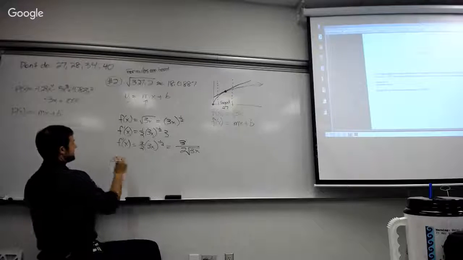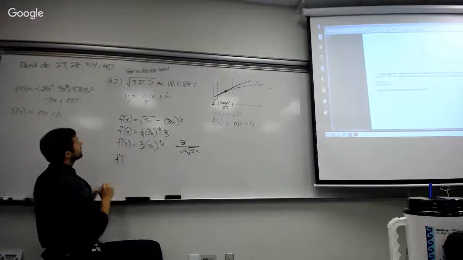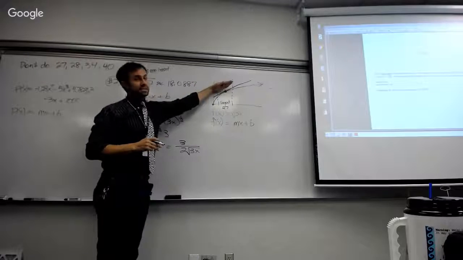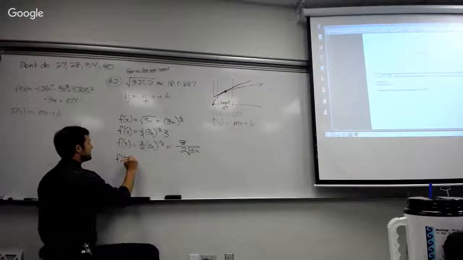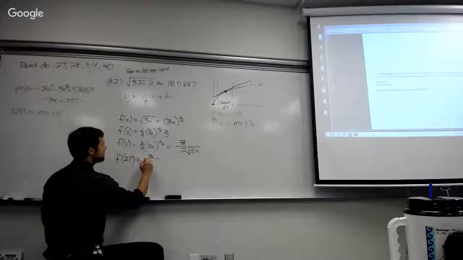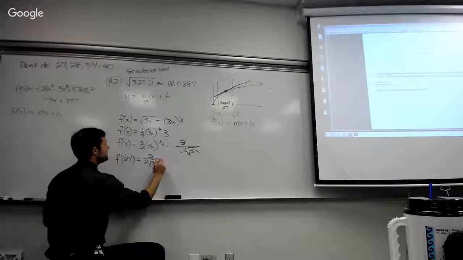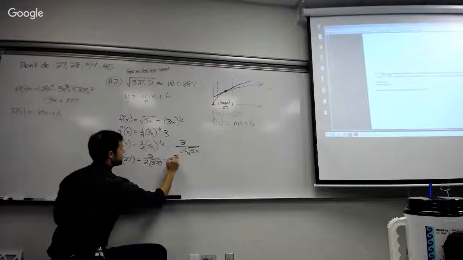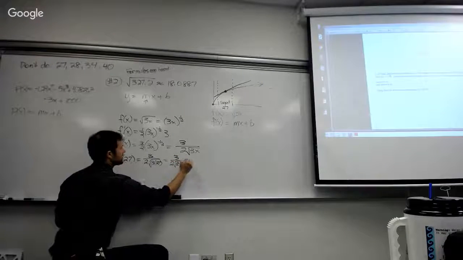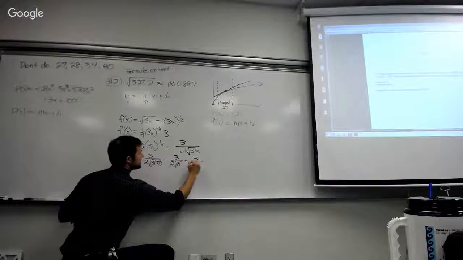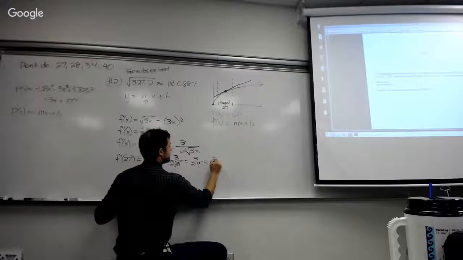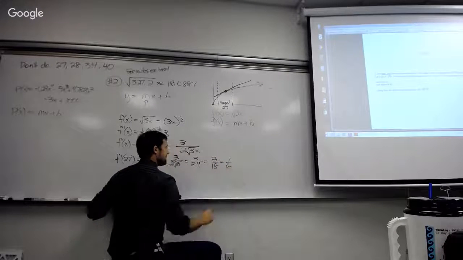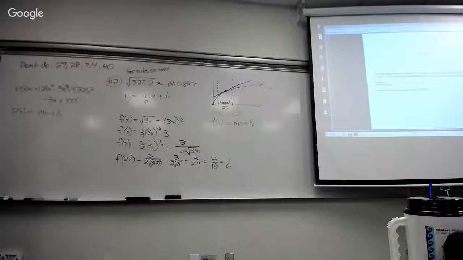And what do we want to evaluate that derivative at? What point on the graph? 27. So we'll go ahead and find the derivative at 27. So that's 3 over 2 root 3 times 27. And oh boy, this actually comes out pretty clean. That's 3 over 2 times the square root of 81. The square root of 81 is actually 9. So this is 3 over 2 times 9, which is 3 over 18, which is actually 1/6. That's a very nice slope. Up 1, right 6, up 1, right 6, up 1, right 6.